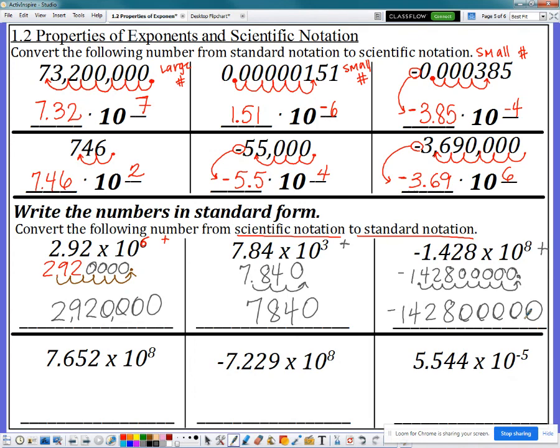And I will go ahead and do this bottom right one with you with a -5, because remember, when your exponent is negative, that means it's a small number. So this is a negative, so it's a small number. So we need to move this decimal left 5 times. So it's going to go 1, 2, 3, 4, 5. So it's going to go 5 units left. So your answer is 0.00005544.